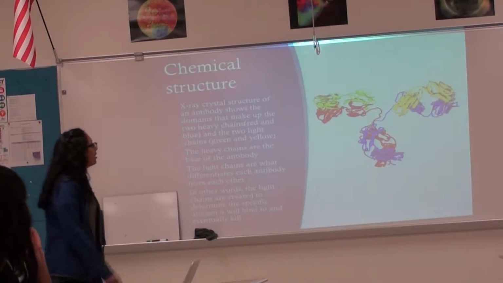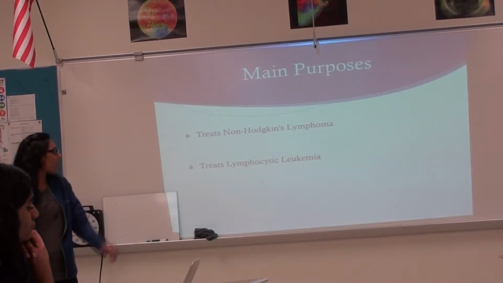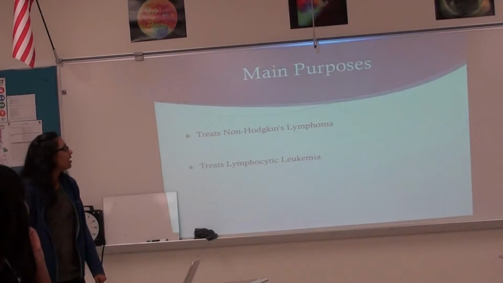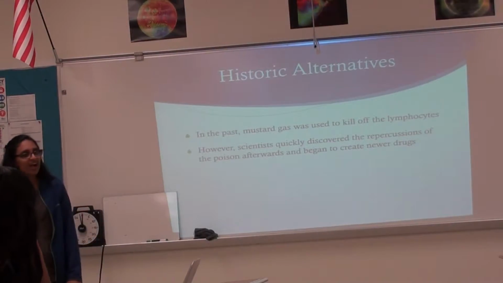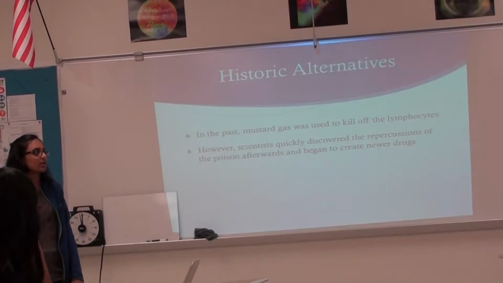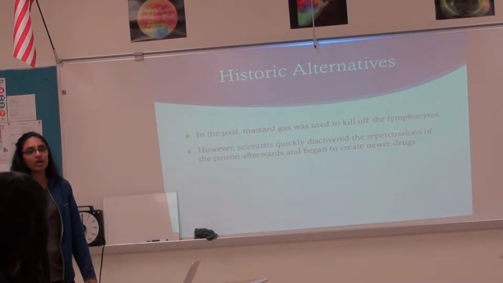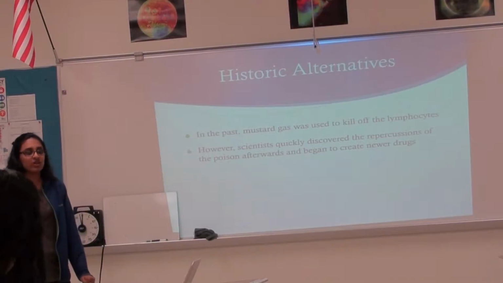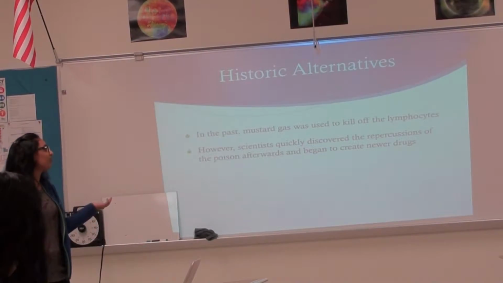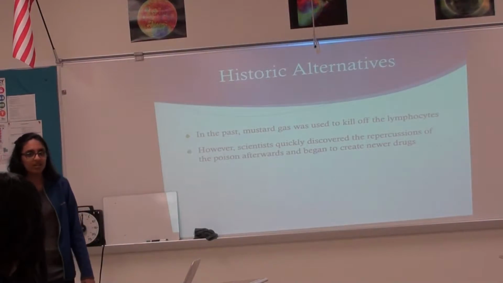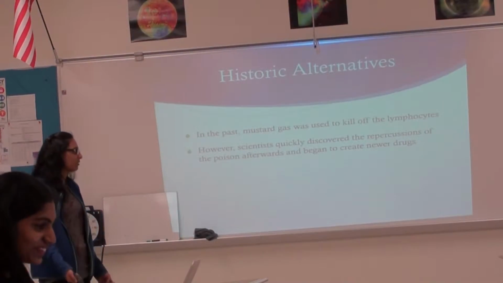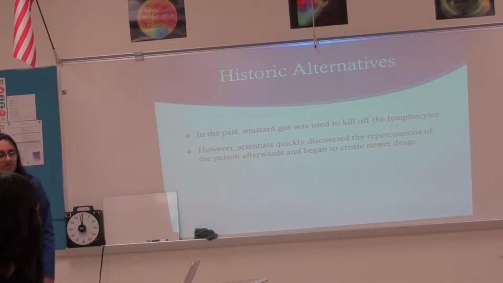and eventually kill. The main purpose of rituximab is that it treats non-Hodgkin's lymphoma, and it also treats lymphocytic leukemia. In the past, mustard gas was actually used to kill off lymphocytes, in the World War II era. They found that soldiers who had cancer and were exposed to mustard gas in the war had a reduction of lymphocytes, so they started to administer the poison. However, scientists quickly discovered the repercussions of the poison within a couple, I think it was 2 months of prescribing it. They were like, oh wait, this is killing people. So then they began to create newer drugs.